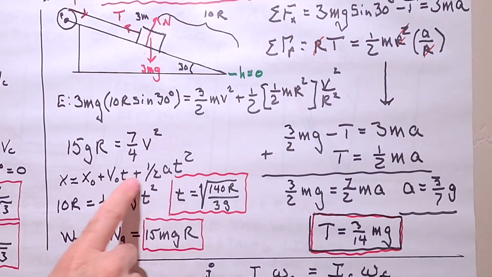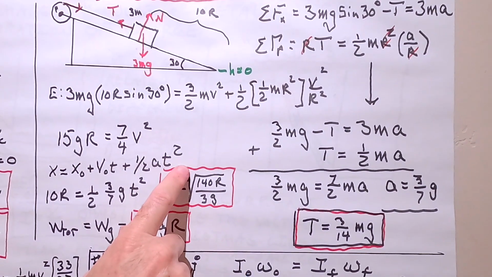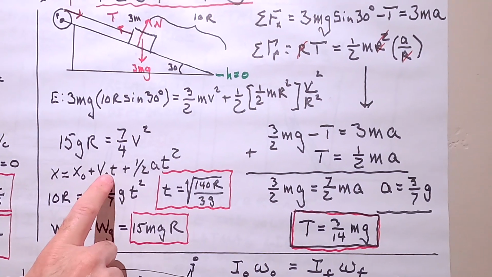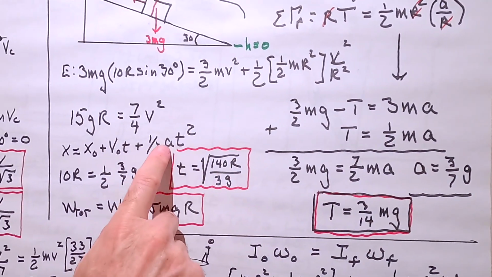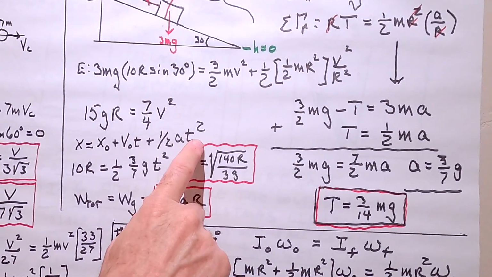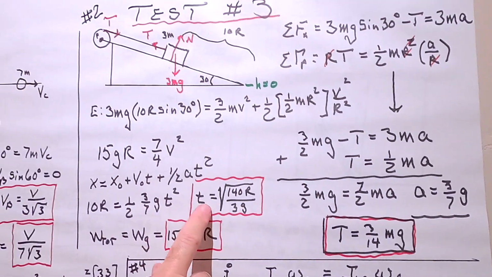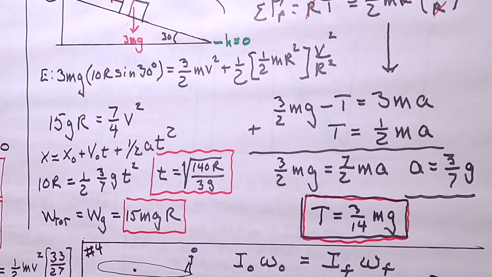But we don't need it, because if we wanted to get the time, we'll just use this equation right here. X, which is 10R, equals 0 plus 0, started from rest, plus 1/2 A, which we have as 3/7 G, times the time squared. So there's that equation right there. Solve for the time. So it's the square root of 140R over 3G.